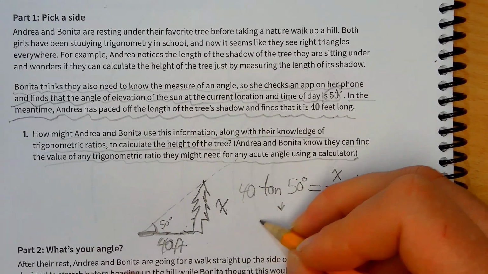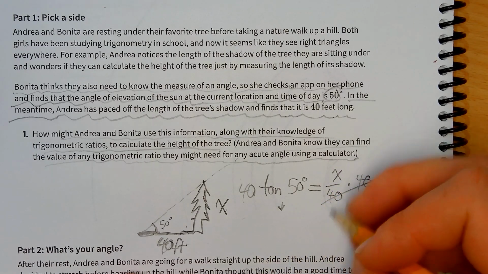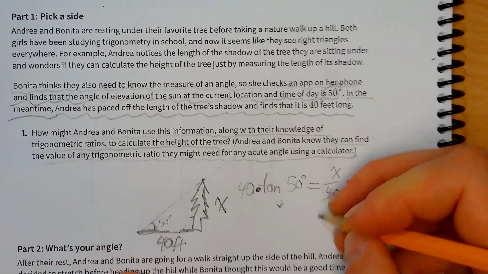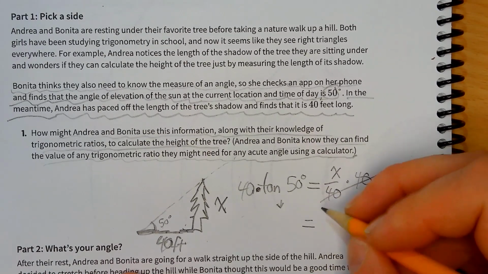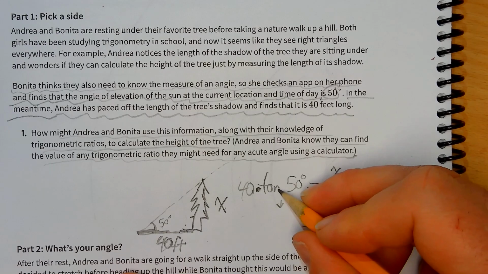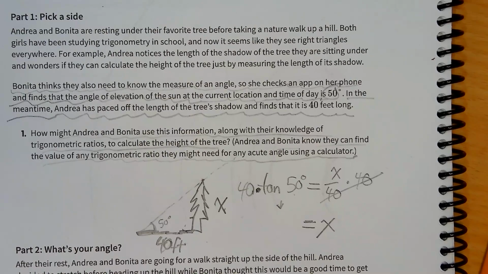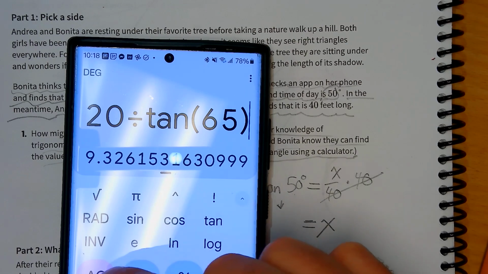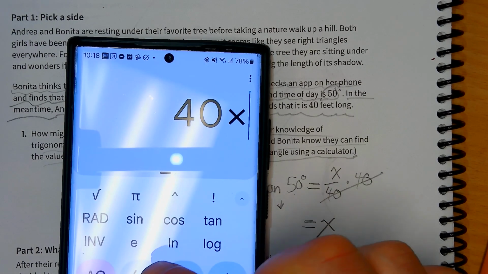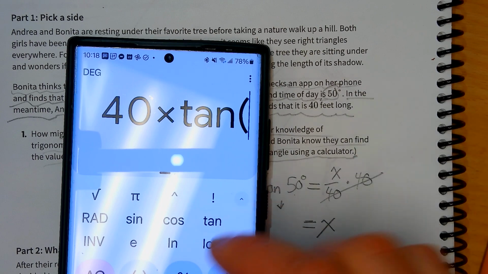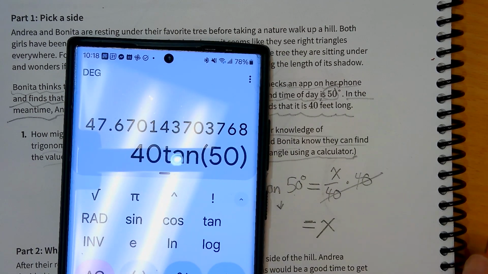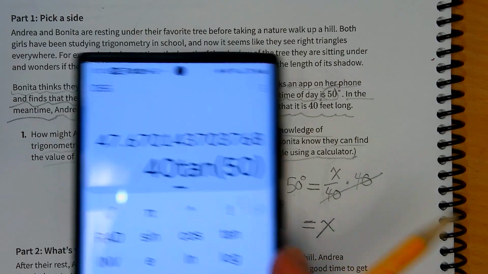And x equals 40 times tan of 50. 40 times the tangent of 50 degrees. Calculator. 47 feet tall. 47.7.